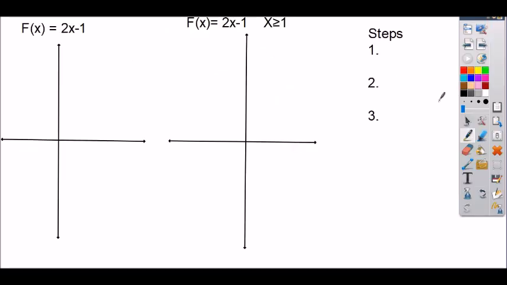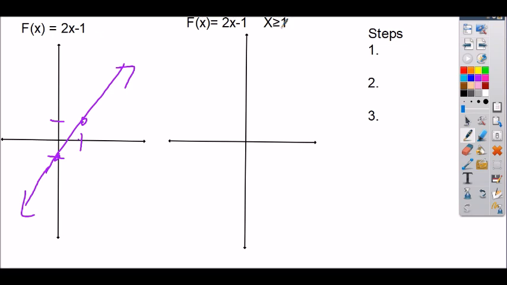So let's look at just a super basic function, and then we'll add piecewise to it. So my basic function is -1 up 2 over 1. So piecewise says, make that same graph. I only care about it for values that are 1 or greater. So greater than 1 or equal to 1.